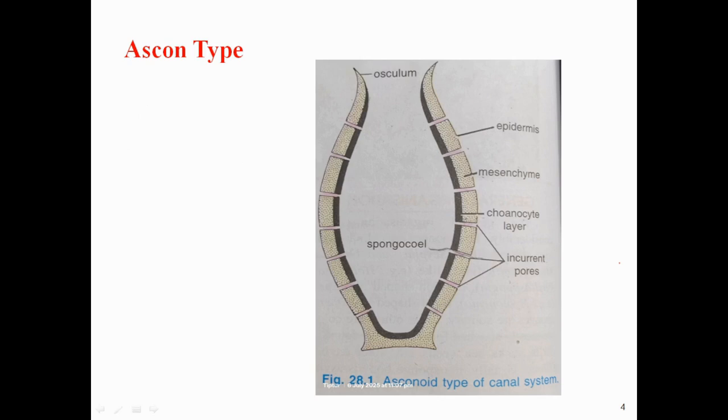Here is a diagrammatic representation of the asconoid type of water canal system. See here, this central space is the cavity, the spongocoel, and here are the minute pores. These are the ostia, which are also called the incurrent pores or dermal ostia.